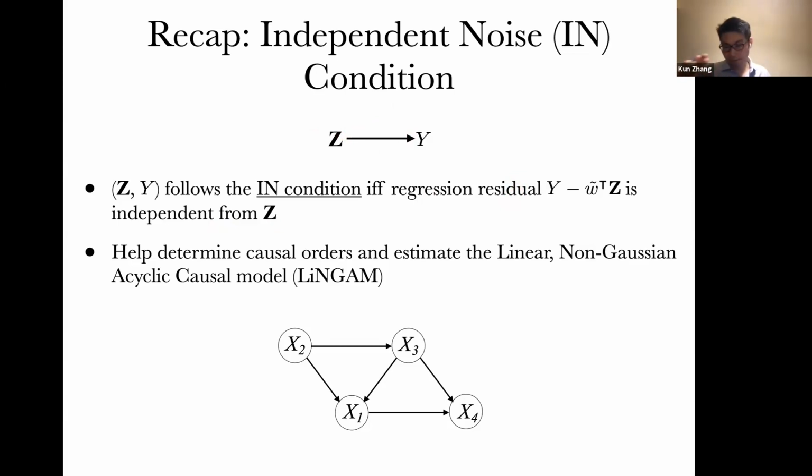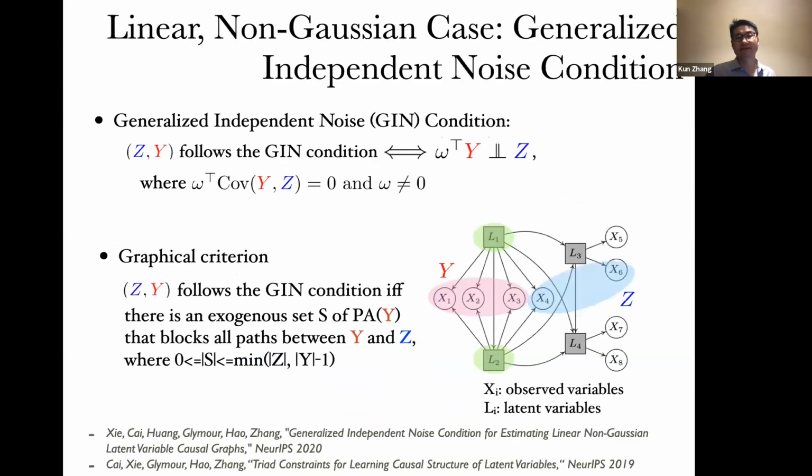That's it. Then, by making use of this condition, you can discover causal order. For instance, here, 2 must be causally earlier than 3. 2 must be causally earlier than 1, and so on. Once you find the causal orders, you can discover this graph by making use of regression with sparsity constraints. So this is the independent noise condition. Remember, it's about the independence between a linear combination of some of the measured variables and some measured variables. Now we can go further. We can have a way to deal with latent confounders or latent variables in the same way.